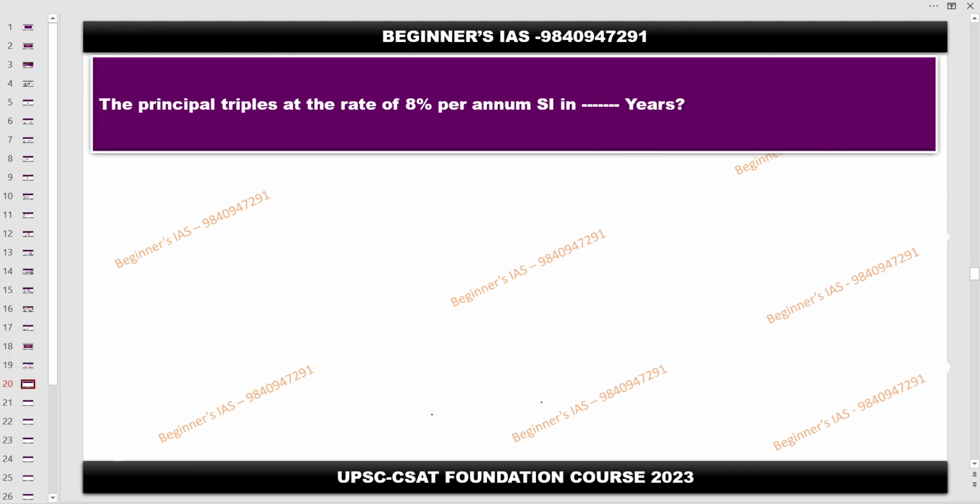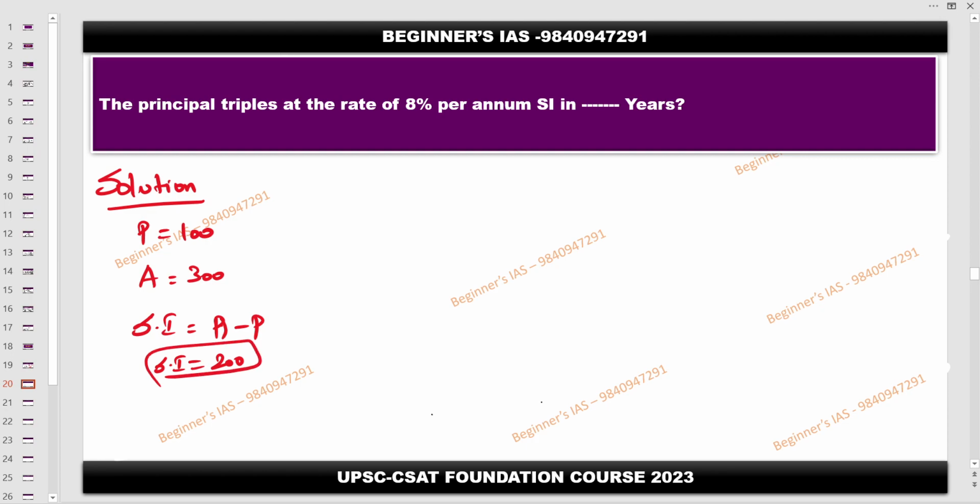The principal triples at the rate of 8% per annum simple interest. In how many years? So that is the question here. You need to find out the t. So to solve this kind of problem, here I don't know the principal. You take that principal as 100. Then amount triples means 300. Then what is the SI? SI is equal to amount minus P. So then it will become 200.